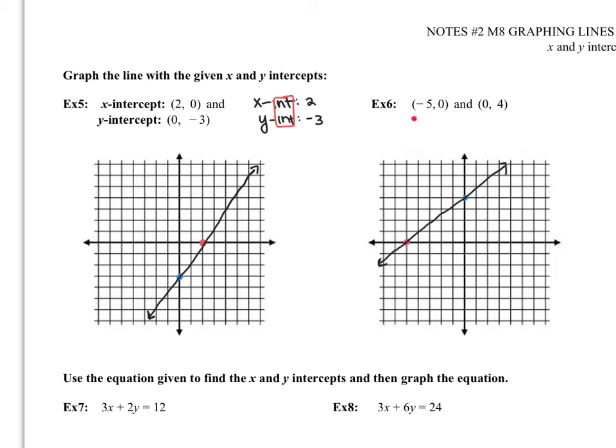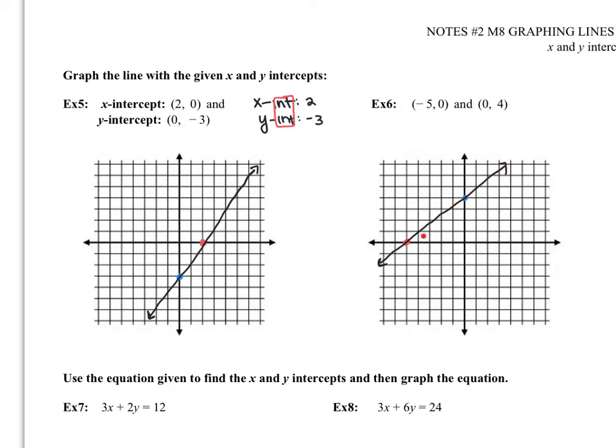So the point (-5, 0) on the graph is going to be over to the left 5 and up 0, and the point (0, 4) is going to be over to the left or right 0 and up 4. When I graph and connect these 2 points, I make sure I connect with a nice full line.